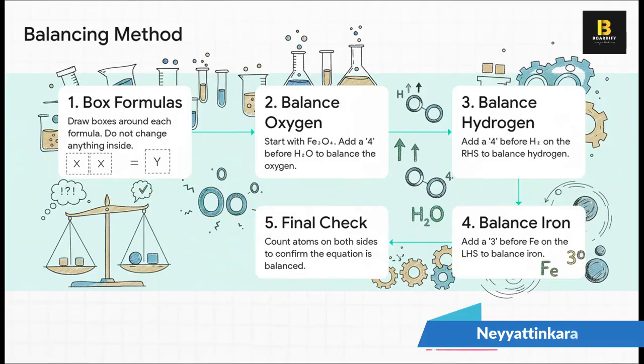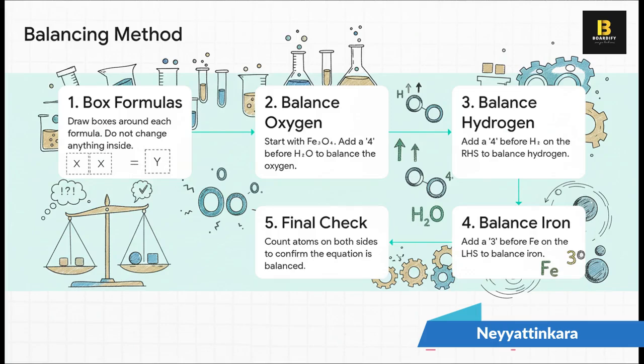Okay, let's do this step by step. First rule, imagine there are boxes around each formula. We can't change anything inside the box, like H2O can't become H2O2. We can only put numbers in front. Now, let's start with the oxygen. We have 4 on the right, so we need 4 on the left. Simple, we just put a big 4 in front of H2O.